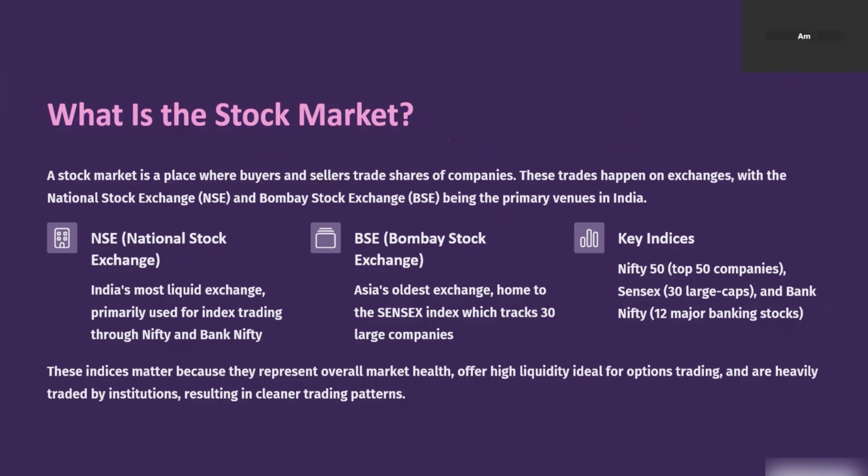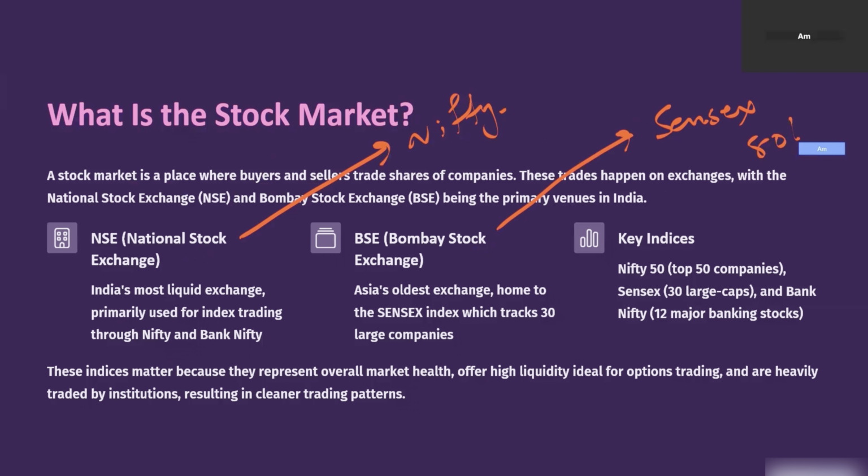Okay, so when we talk about BSE, the associated index is Sensex, and when we talk about NSE, the associated index is Nifty. And you know, Sensex is trading at around 80,000 and Nifty is trading at around 25,000. Okay, so since Sensex started early, it has got a big run up and reached 80,000. Nifty started, as I told you, in 1990s. It has reached 25,000.